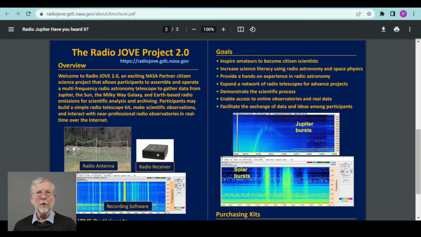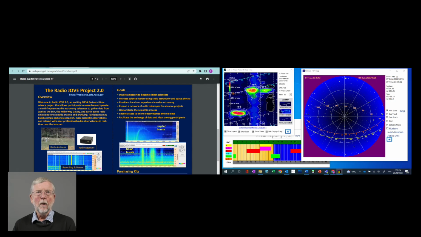Interactions between Jupiter and one of its moons, Io, produce bursts of radio signals which can be detected using a simple antenna and radio receiver. The program Radio Jupiter Pro can be used to predict when radio signals might be heard. The Radio Jove project is well established and introduces students to a community of active amateur scientists.